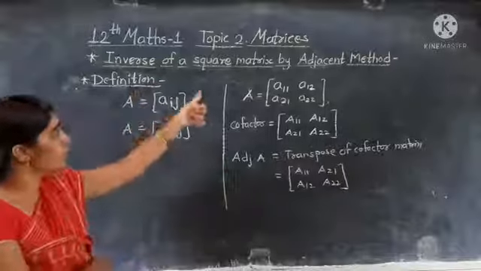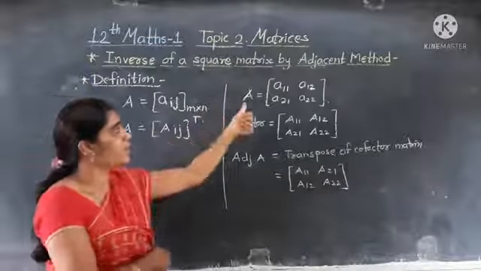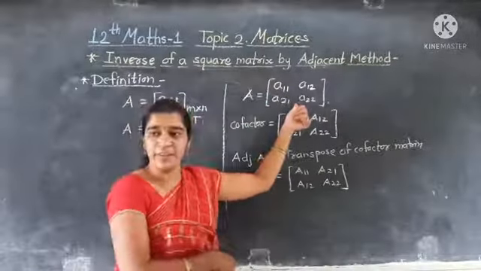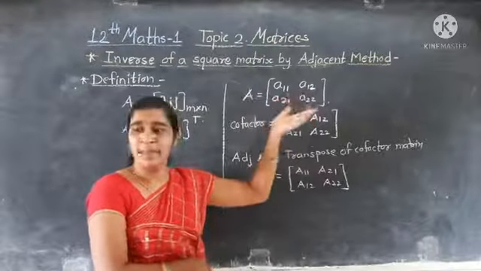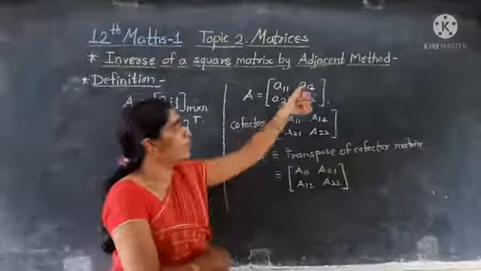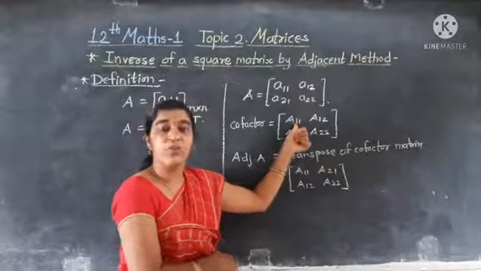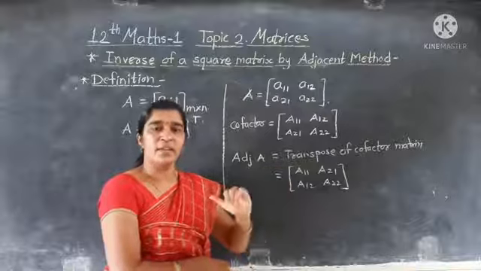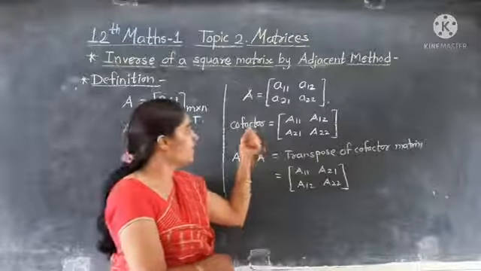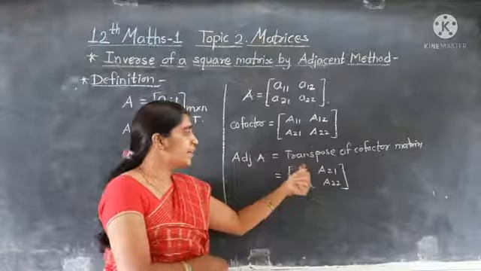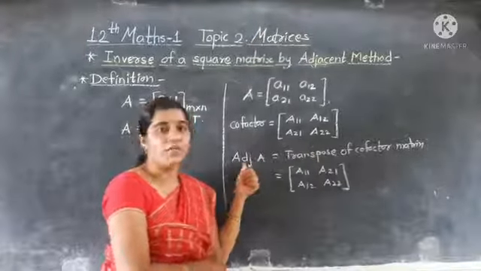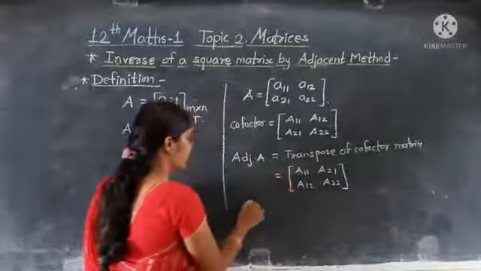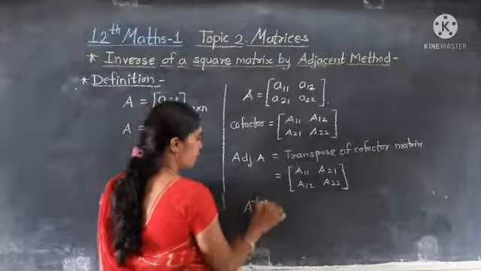So for finding the inverse by adjoint method, you first write the given matrix A. Suppose this is 2 by 2. I have given an example of 2 by 2; there may be a 3 by 3 matrix. You first find the cofactor of each element. How to find the cofactor? You first find the minor and then the cofactor. Find the cofactor of each element. Then write the cofactor matrix. Take the transpose of that cofactor matrix as the adjoint of A.